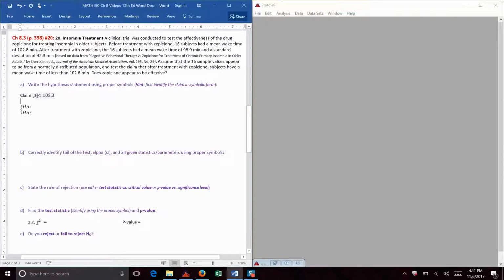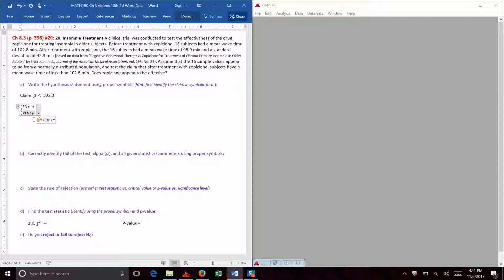If it is the mean in the claim, then it's the mean in the hypothesis statement. And if it's 102.8 in the claim, then it's 102.8 in the hypothesis statement. In the null, it is the equal because it's always the equal. And in the alternate, it has to be a strict inequality. And our claim is a strict inequality, so that less than just gets to drop right down in there. And it's the alternate this time that represents the claim.